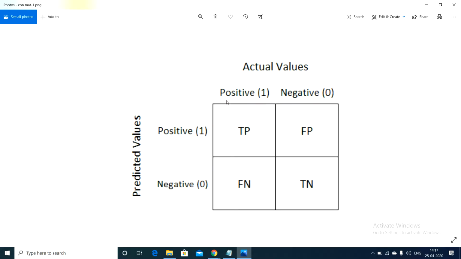This confusion matrix is of size 2 by 2. It is a 2 by 2 matrix consisting of 2 rows and 2 columns. 2 into 2, 4 boxes, right? So here we are having 4 boxes. This confusion matrix is drawn between actual values and predicted values.